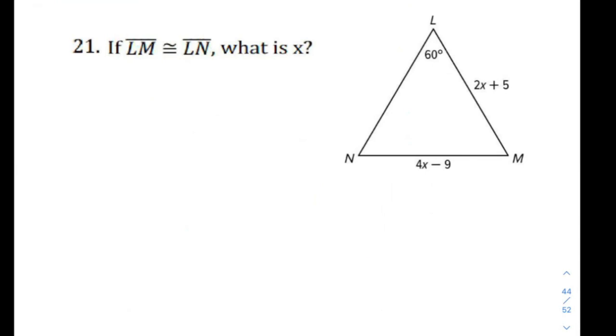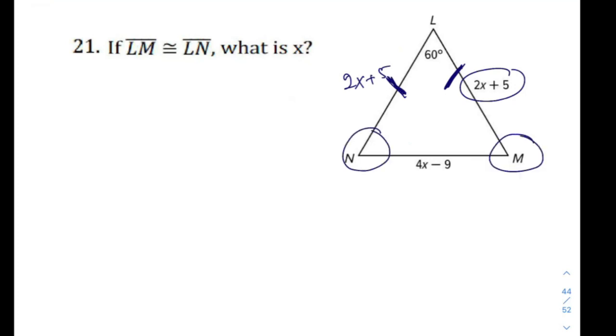If LM is congruent to LN, what is X? LM is congruent to LN, so this is also 2x plus 5. Since this side is congruent to that, these angles are congruent definitely.